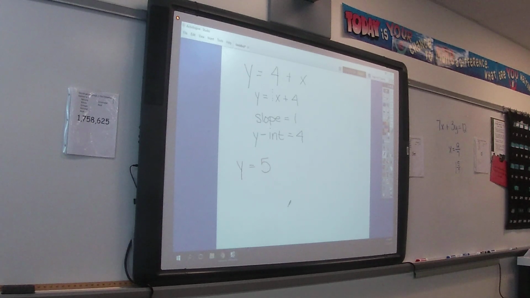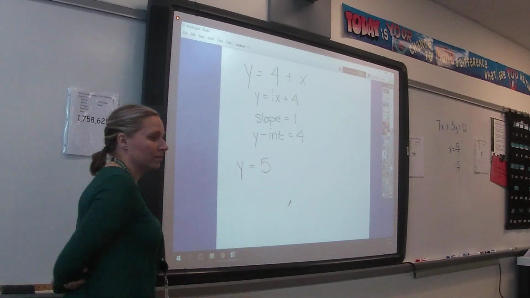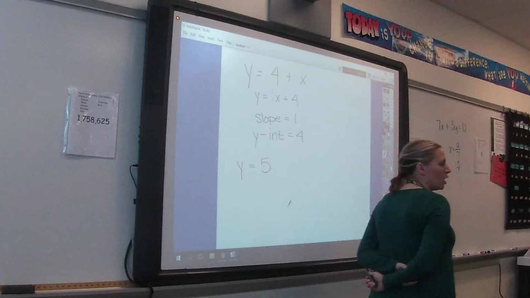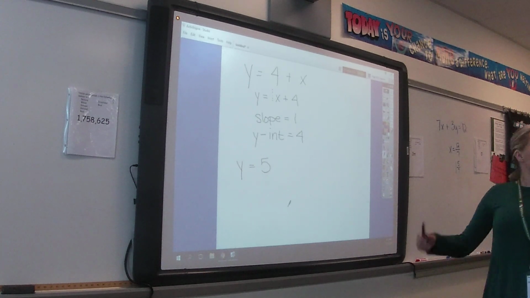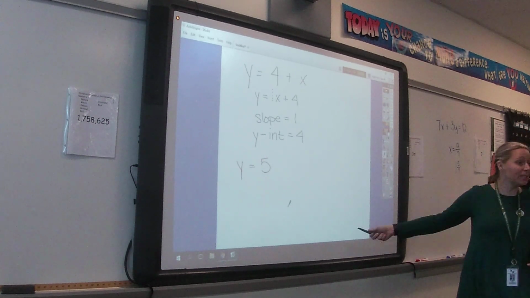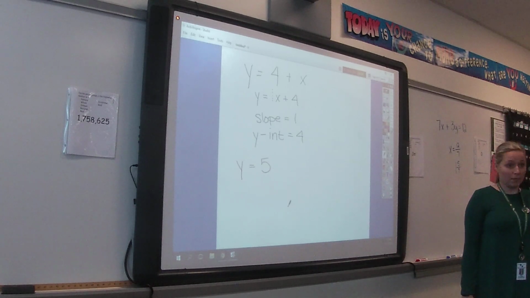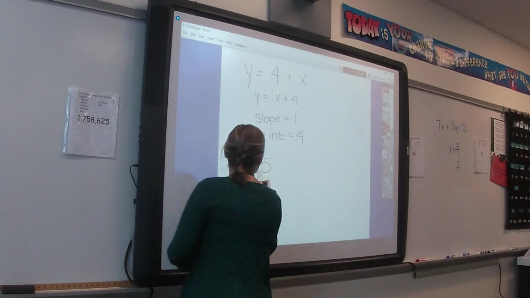Y equals 5. What do we think about this one? What do we think the slope is? 0. Why do we think 0? Jaden, why did you say 0? Because there's no x value. There's no x's. How many x's do we see up here? 0. 0 of them. So our slope is 0.